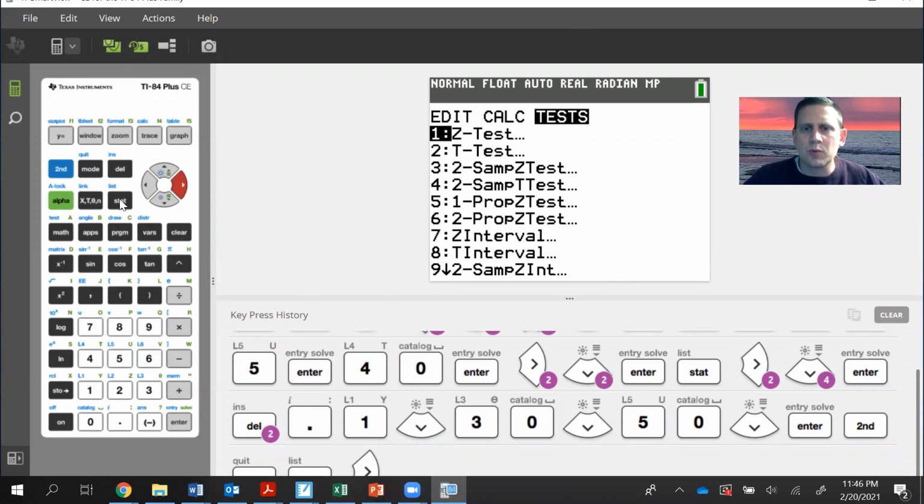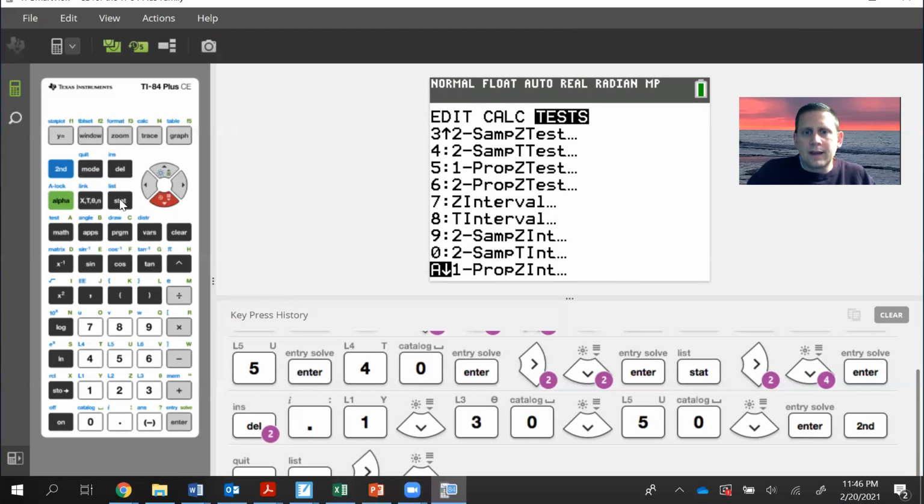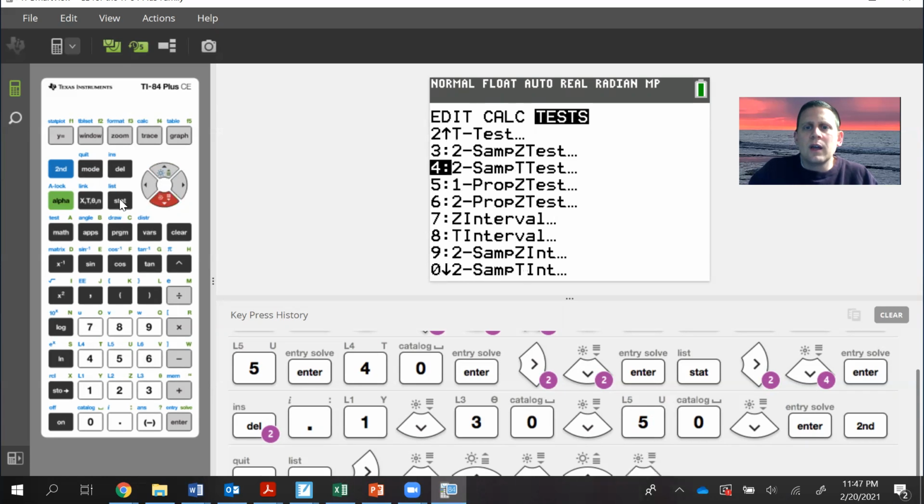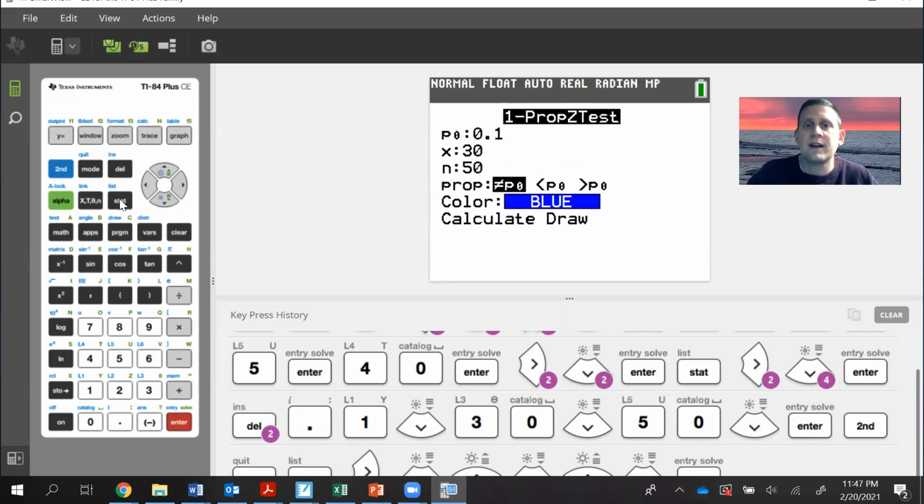So what kind of test are we running? We're doing something with a proportion, so we have to find the proportion option. Here's 5, 6, A, and B; those are really your options for proportions. You have a 1-proportion Z interval, but we're doing a test, and we're doing a 1 sample Z test for proportion. That's number 5, so I'm going to select that.